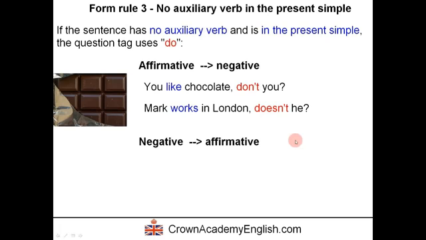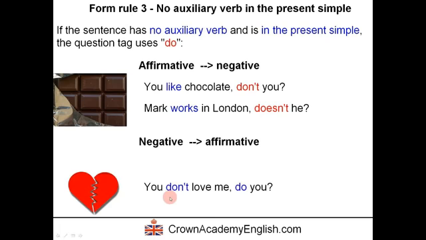Now let's look at the negative. You don't love me, do you? So here we have the present simple in the negative. You don't love me. And so the question tag has the verb do. Don't becomes do. Claire doesn't live here, does she?